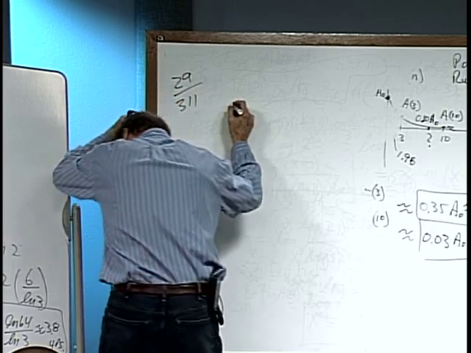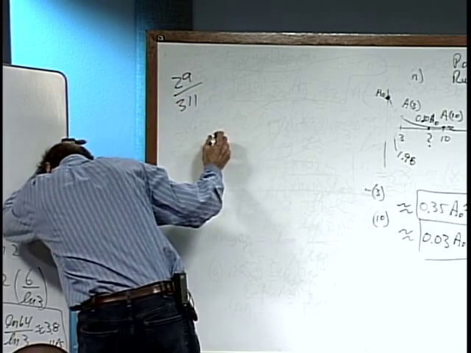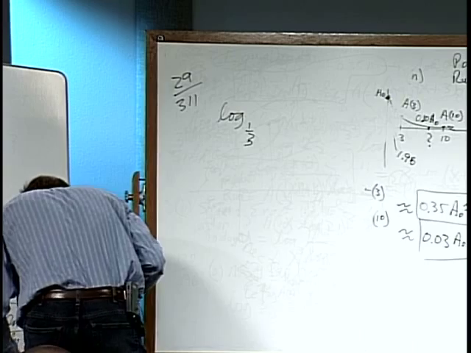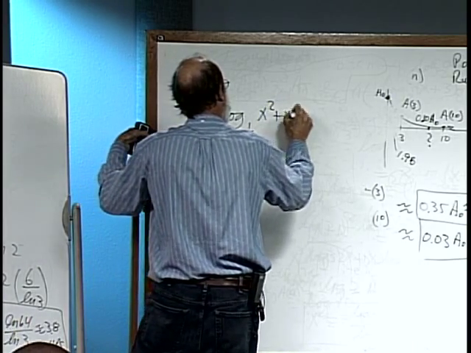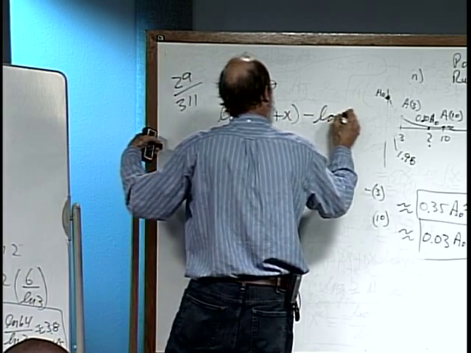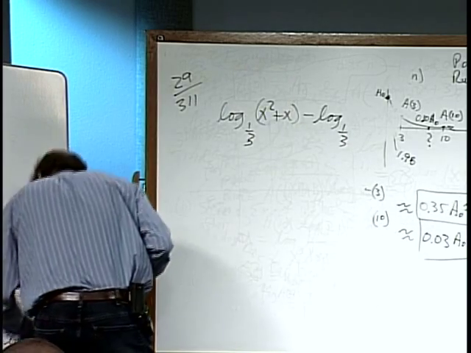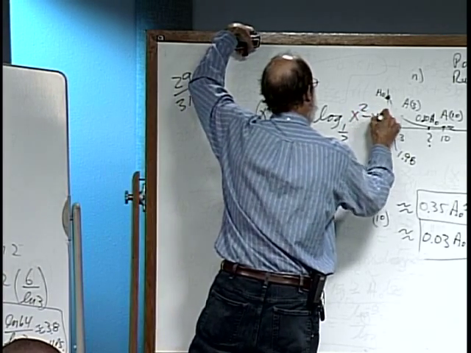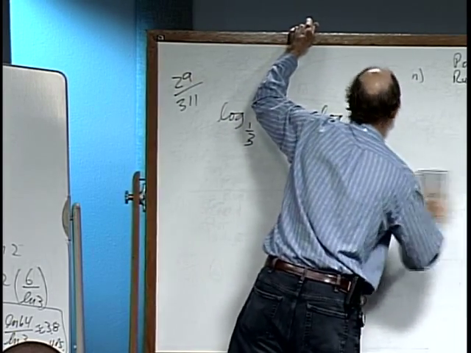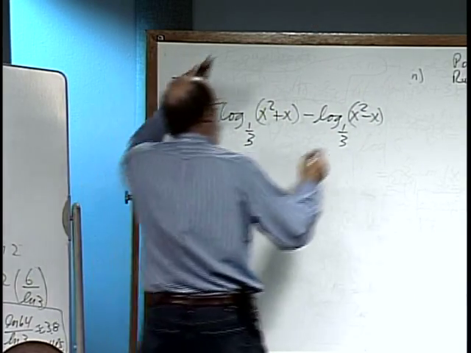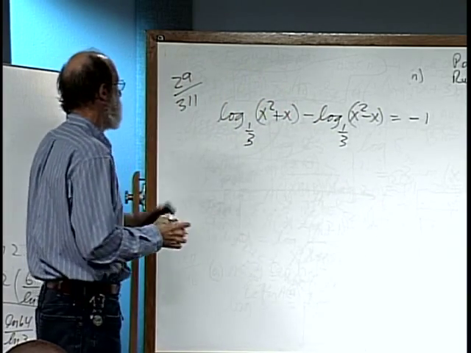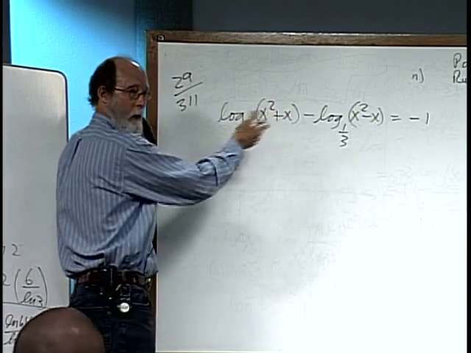Page 311 happens to be the log base 1/3 of x squared plus x, and then we are subtracting from it the log base 1/3 of x squared minus x. And that is equal to -1. Okay, this is obviously a logarithm equation.